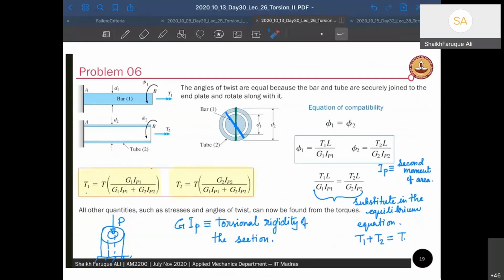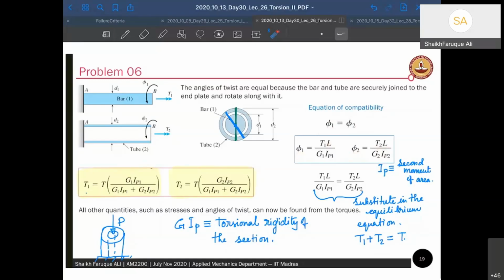Okay. All right. So phi 1, that is the twist of bar 1, and phi 2, that is the twist of the tube, should be equal. So phi 1 should be equal to phi 2. That's my compatibility equation, the deformation-based equation. And I know phi 1 is going to be T1 L by G1 IP1, and phi 2 is going to be T2 L by G2 IP2. Right. So you can now solve it.